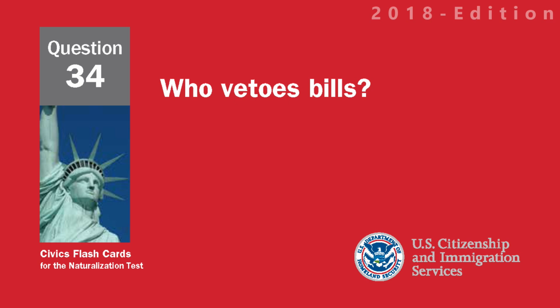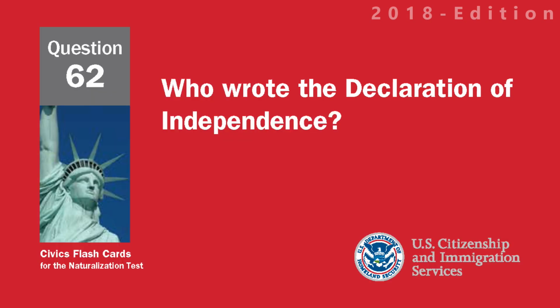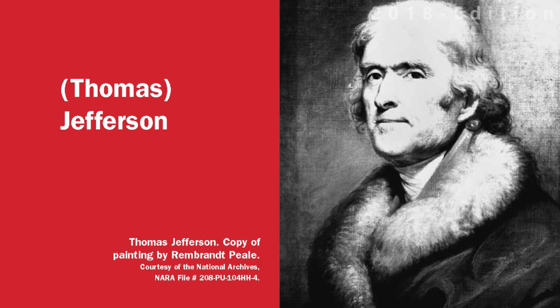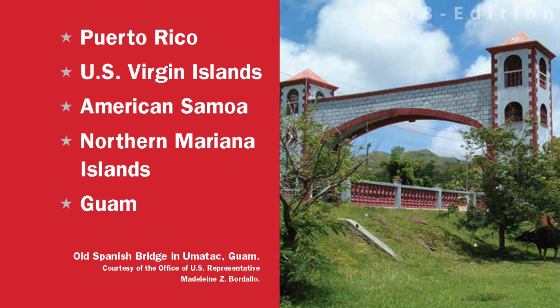Who vetoes bills? The president. Who wrote the Declaration of Independence? Thomas Jefferson. Name one U.S. territory. Puerto Rico. U.S. Virgin Islands. American Samoa. Northern Mariana Islands. Guam.